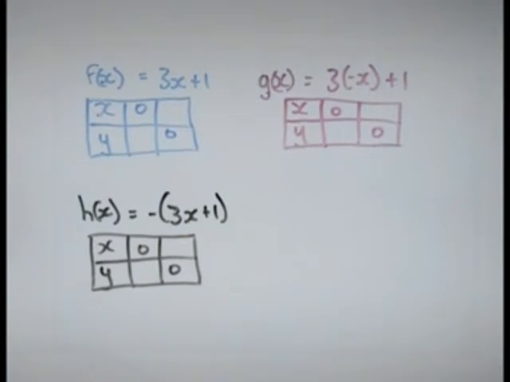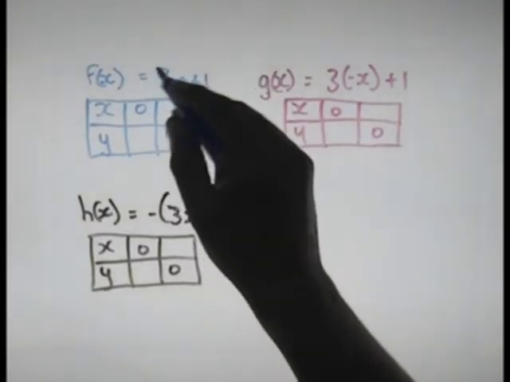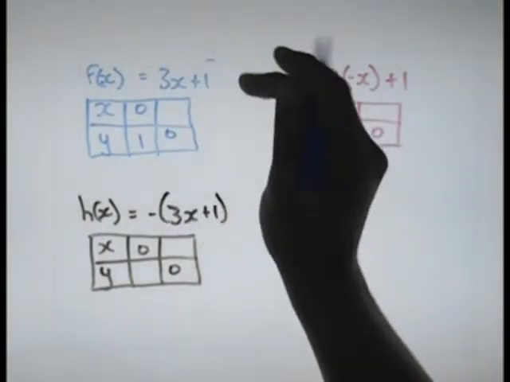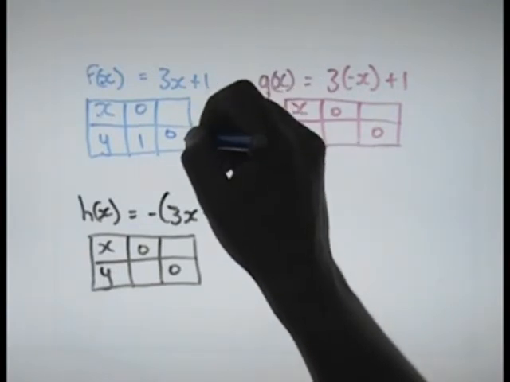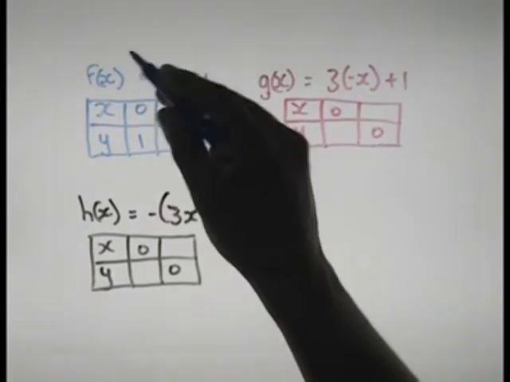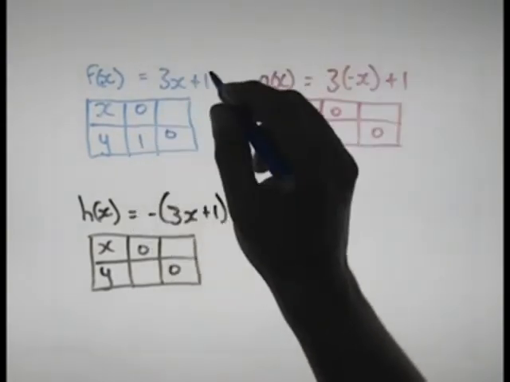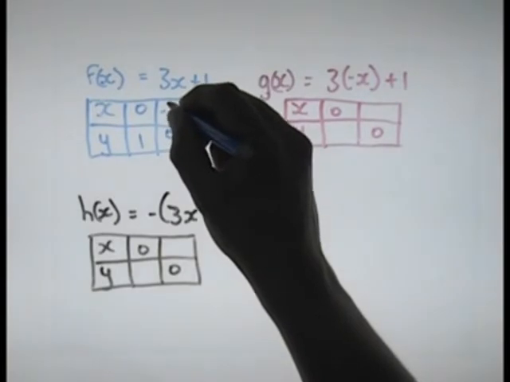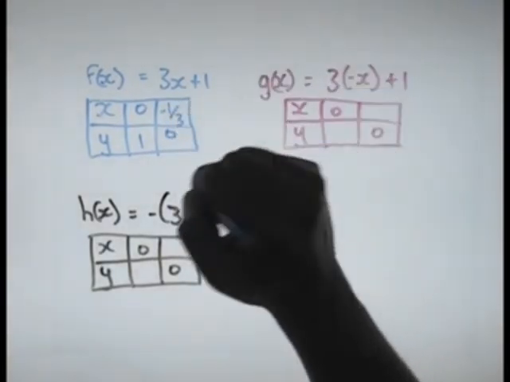We are now going to look at flip graphs, or rather flipping it around the axis. The first one I'm looking at is f of x is equal to 3x plus 1. Easy graph to draw. When x is equal to 0, y is going to equal 0 plus 1, which is 1. When y is equal to 0, 3x plus 1 is equal to 0. That means that 3x is equal to -1, so x is equal to -1 over 3.